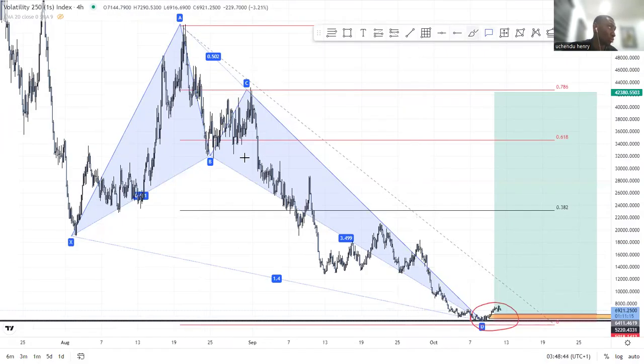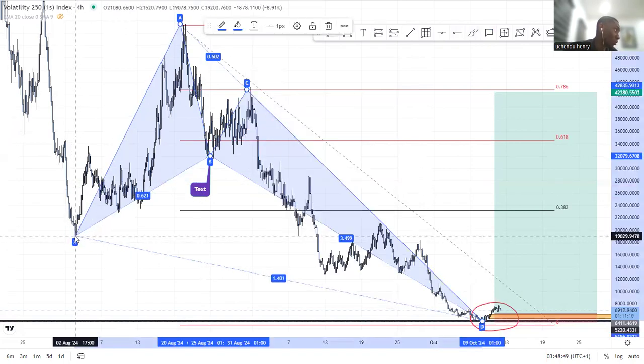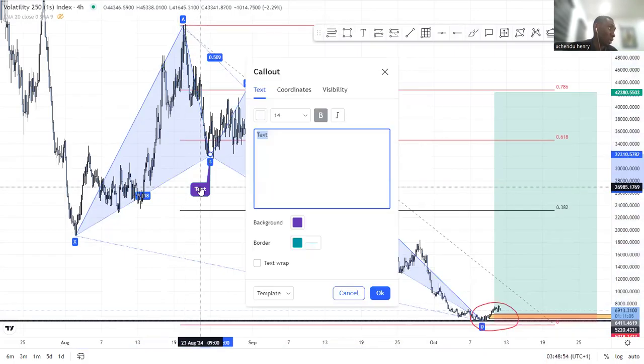So the only reservation I told you guys is the S to A, which forms around 1.414, but after 1.414, the next ratio is 1.618. So I will just consider that. So this is a crab.